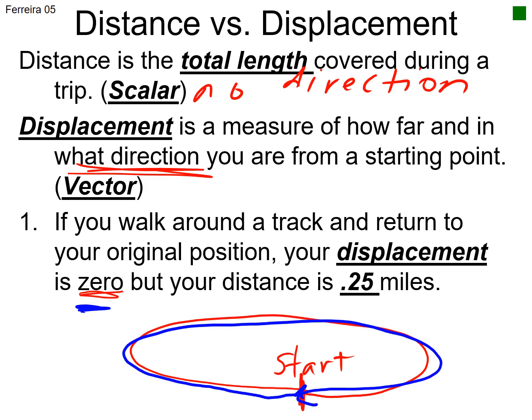It's kind of like when you leave your house and go to school and walk around the whole school all through your day, and then you come back to your house, your displacement is 0. So displacement doesn't take into account all that happened during the day. Displacement simply measures.